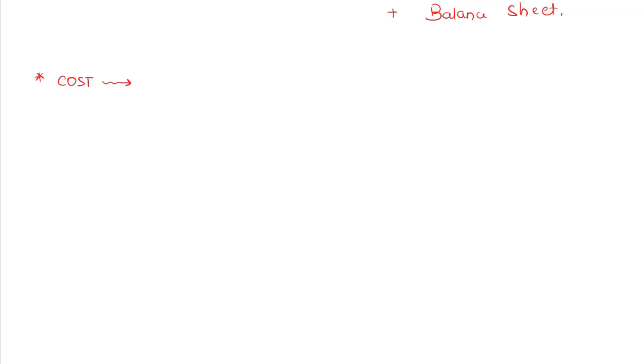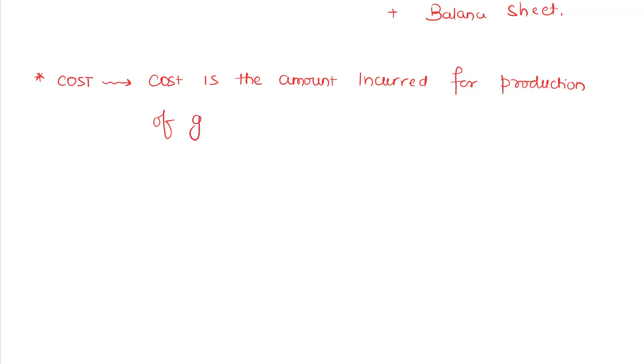What is cost? Cost is the amount incurred for production of goods or providing of services.